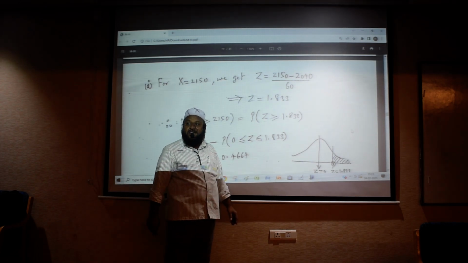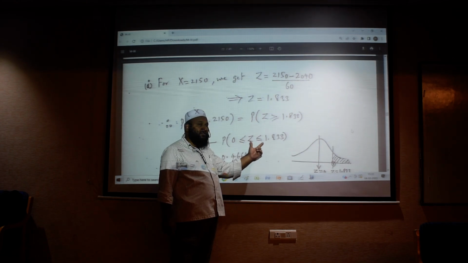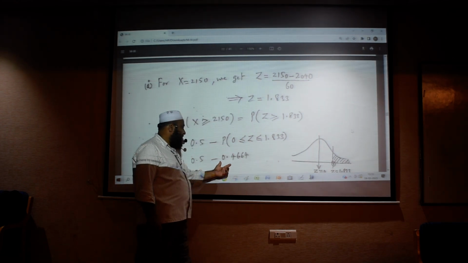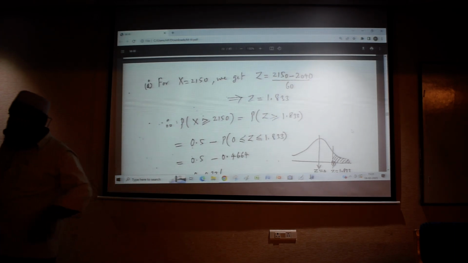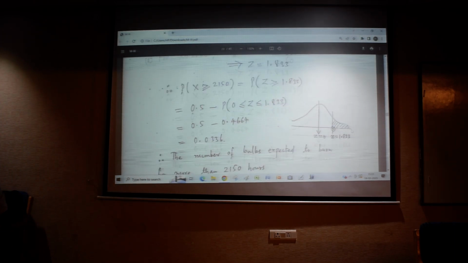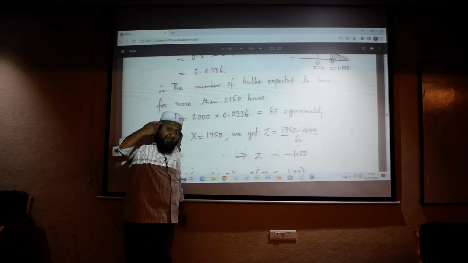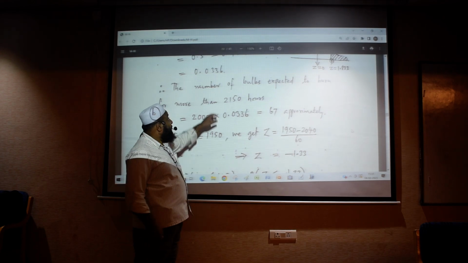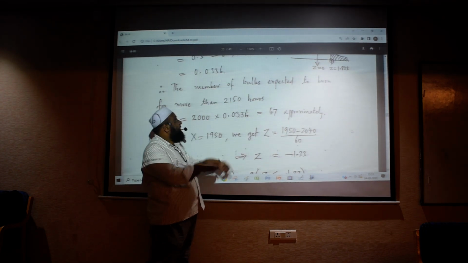But in the examination, in the question itself, this will be printed: P of z lying between 0 and this value is 0.4664. So just remove it, you will get this number. I hope you understood. Now going to the number. The question was how many bulbs are expected. So we have to multiply the probability with the total number of bulbs.